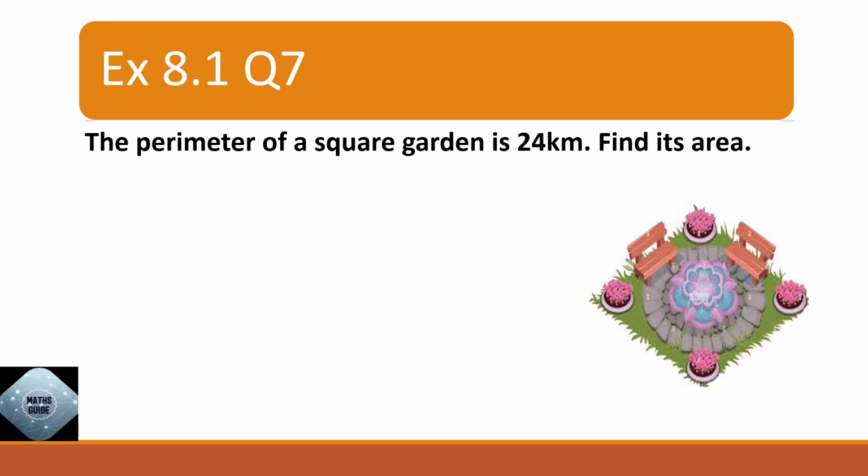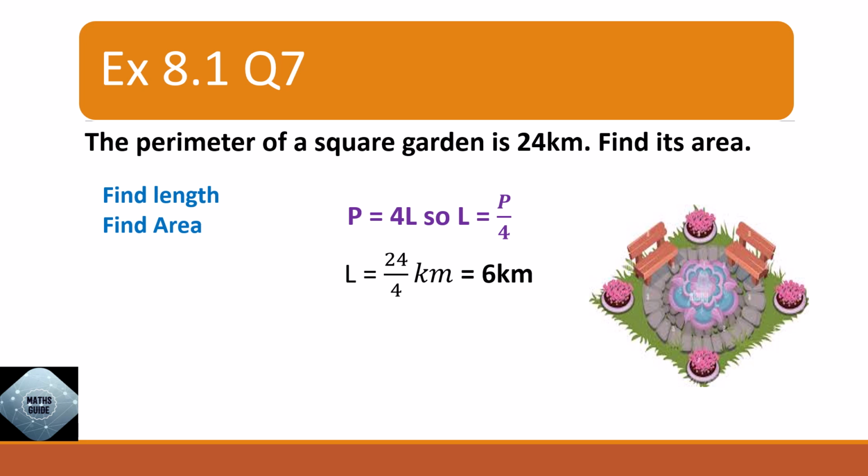So for finding the correct measurement of the length of the square garden, we will divide this perimeter by 4. Dividing the perimeter by 4, we will get the length of the square garden. So the length of the square garden is 6 kilometers. Now the length is given, and we have to find out its area, and you all know that it is a square garden, so the formula for finding the area is L square, or length into length. So 6 kilometer into 6 kilometer is 36 kilometer square.